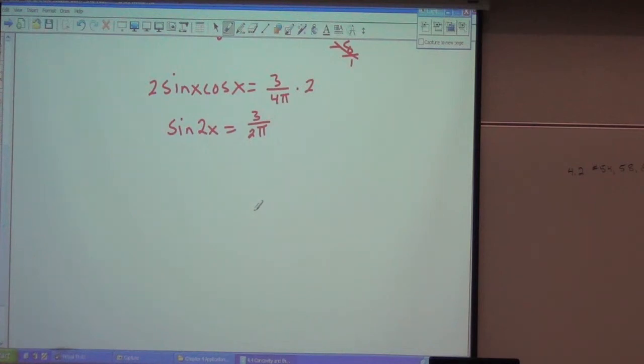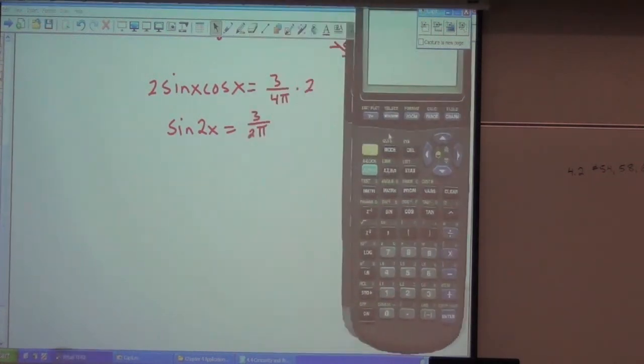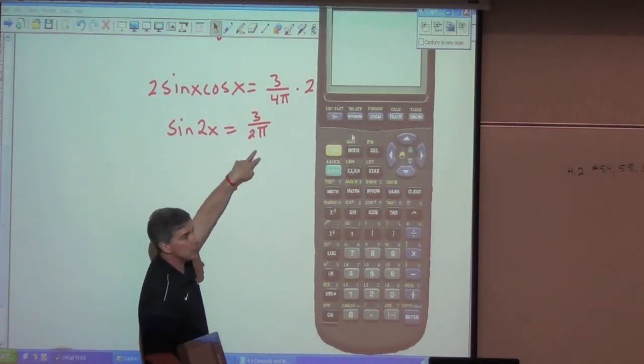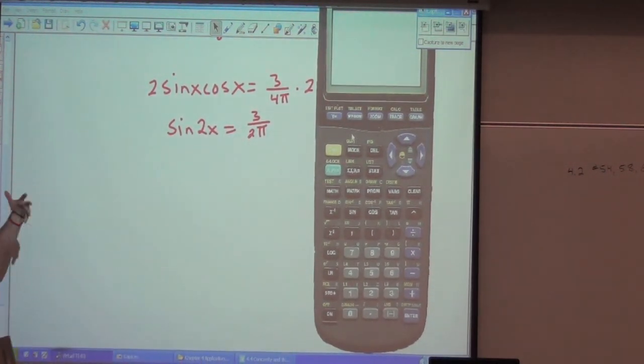So wait, what did they do? It was a decimal answer. Yeah. One half arc sine. So how do you do the arc sine thing? I don't understand that. The arc sine. Well, it's basically, we need to know what angle, if we took the sine, at what angle do we get 3 over 2 pi? That's not one of the ones we're supposed to have memorized.